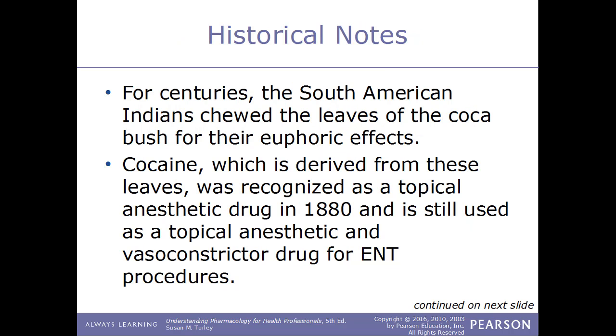Okay, now move on to an historical note. For centuries, the South American Indians chewed on the leaves of the cocoa bush for their euphoric effects. Now they got those euphoric effects due to the presence of cocaine. Cocaine is derived from these leaves and was recognized as a topical anesthetic drug in 1880 and is still actually used as a topical anesthetic and vasoconstrictor drug for some ENT procedures.